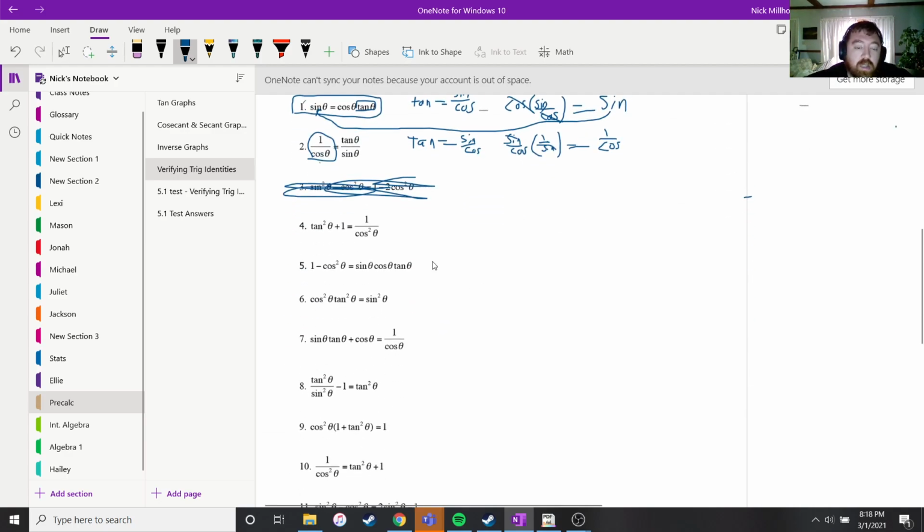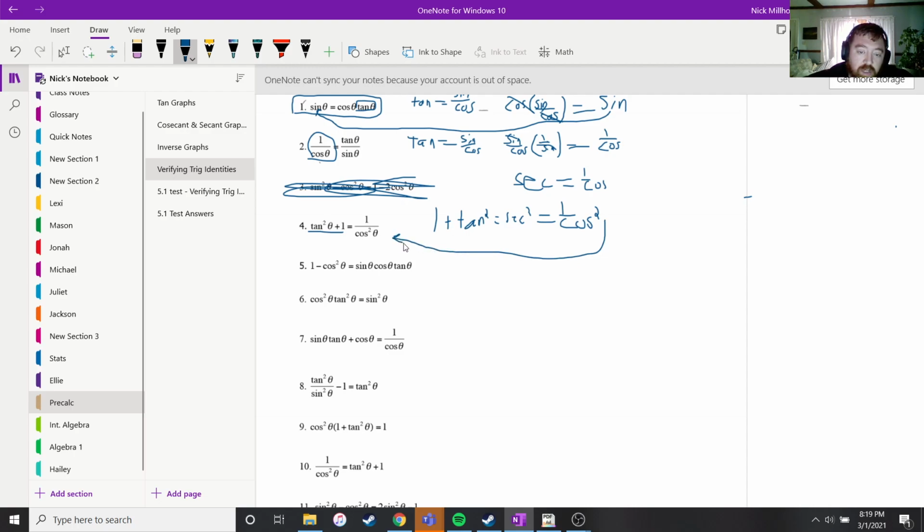Alright, so that's this part can be rewritten. So 1 plus tan squared equals secant squared. Now we know that secant is 1 over cosine. So therefore secant squared is equal to 1 over cosine squared, which is what we are looking for. So good on that one.